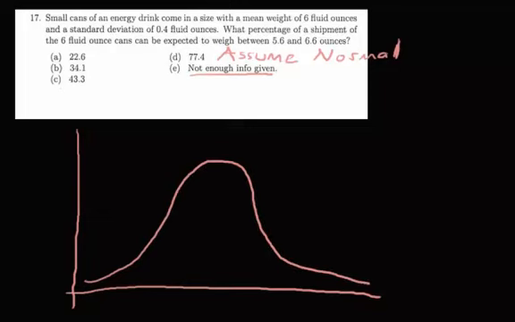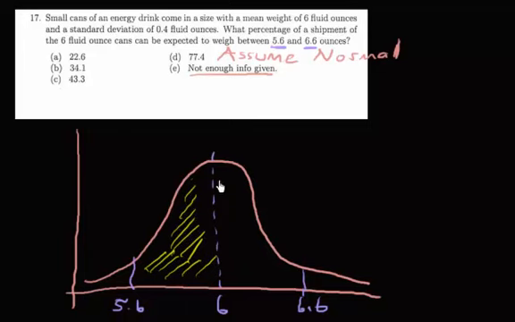All right. Now we're given that the mean is 6. So let me put the mean here, 6. What else do we know? I want to find the percentage that is between 5.6 and 6.6. So here's 5.6, and then here's 6.6. All right, and I want to find this percentage, or the proportion that's in these regions.